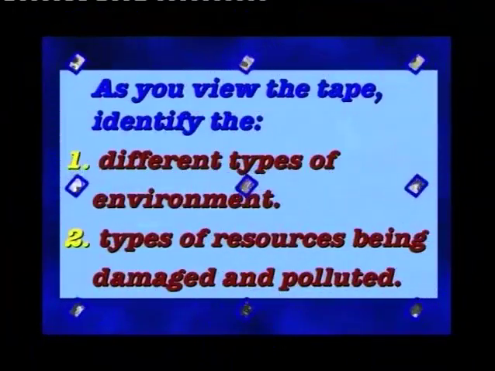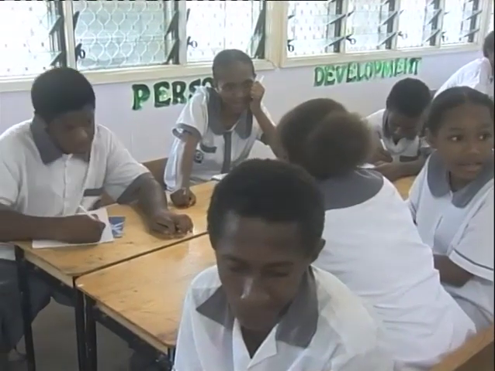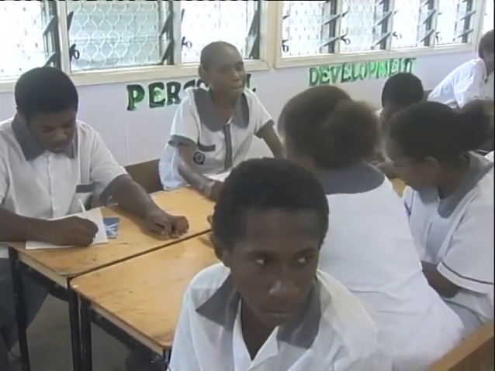And they are, the first one, class, read it together. Okay, so as you view the tape, you have to identify 1, the different types of environment. 2, groups 1 and 2, read it for us. Okay, while you are viewing the tape, try to identify the different types of resources that are being damaged and also polluted. Now, if the teachers in the receiving schools can help and get whatever the students are going to be identifying while viewing the tape, done the first and the second, before I can go on to the next 3.